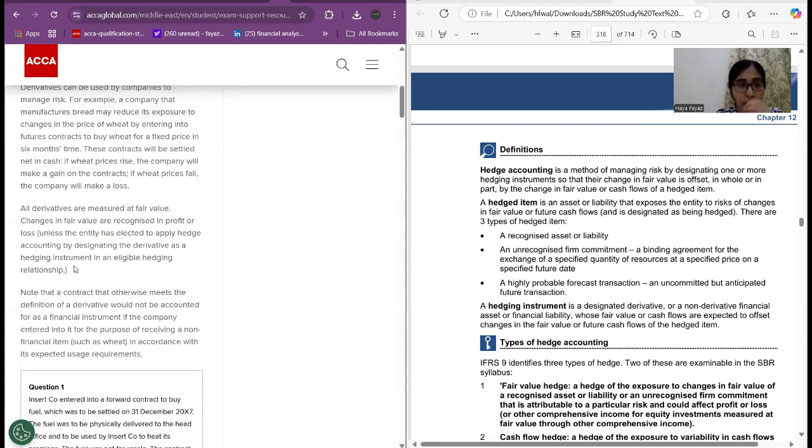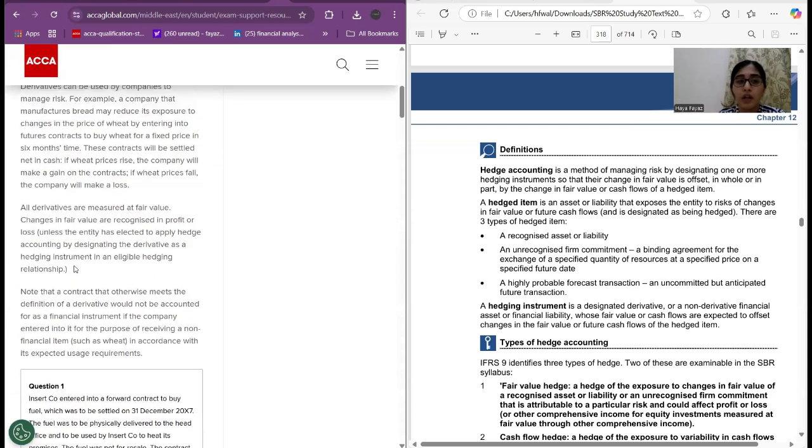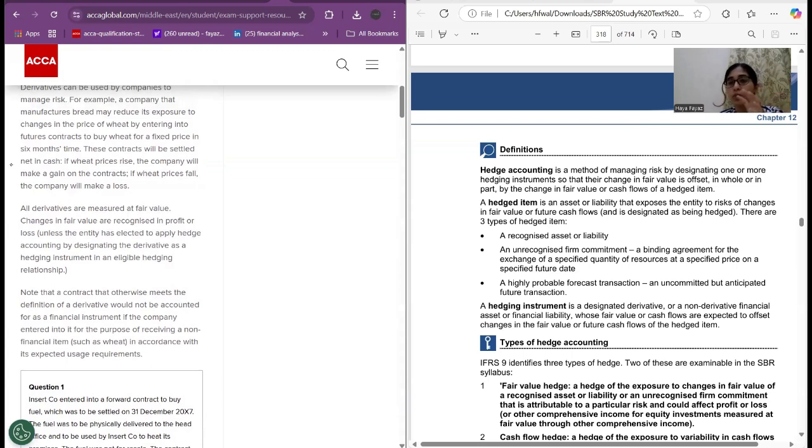So let me decode it for you. These contracts will be settled net in cash. If wheat prices rise, the company will make a gain on the contracts. If wheat prices fall, the company will make a loss. Net in cash is one of the keywords you should look for in the exams. Net in cash means it's going to be a derivative and hedge accounting. This scenario is there, and I have to plan my answer accordingly.